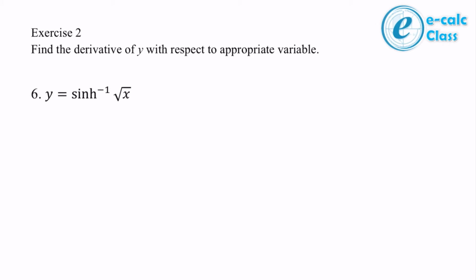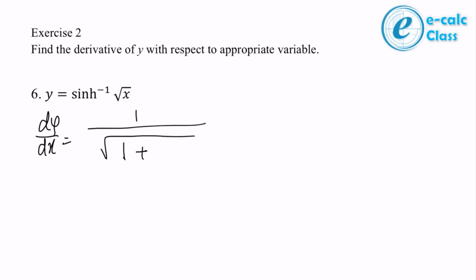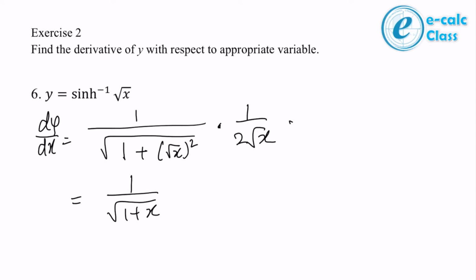Sinh inverse, remember, it is with a square root, start with 1, and it is a plus. Okay, so dy/dx is 1 over the square root of 1 plus, square this one, 1 over 1 plus x. Am I right? No, I'm missing something. I forgot to do the chain rule. So I should multiply by this one times 1 again, right?